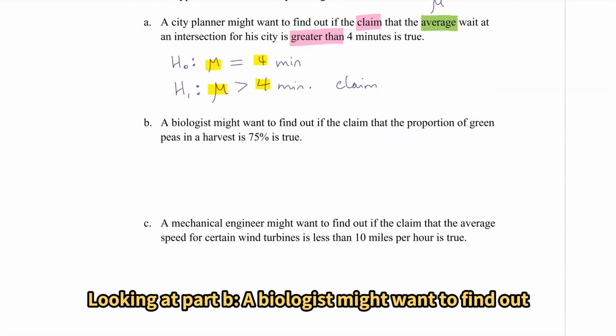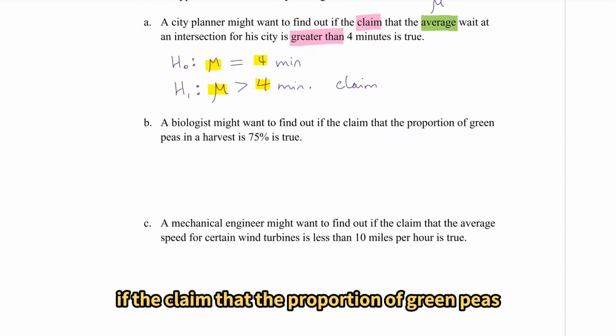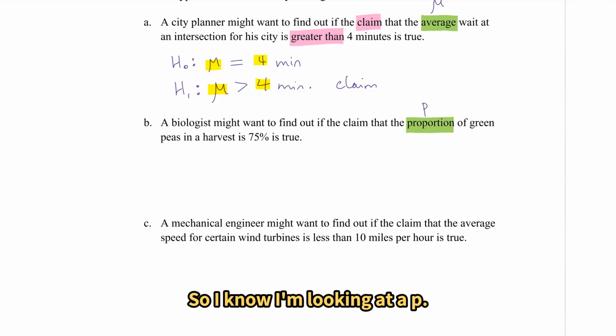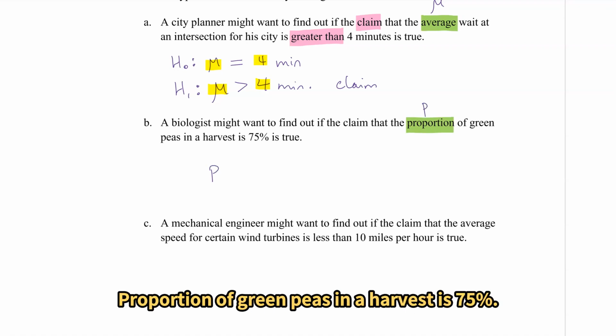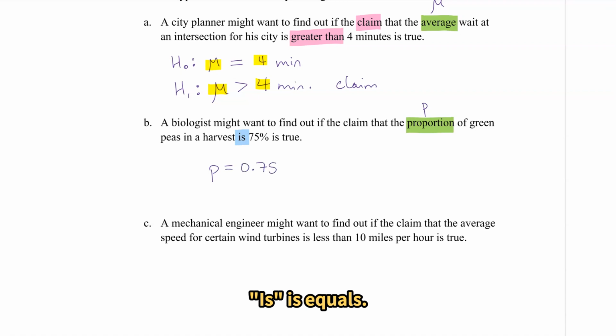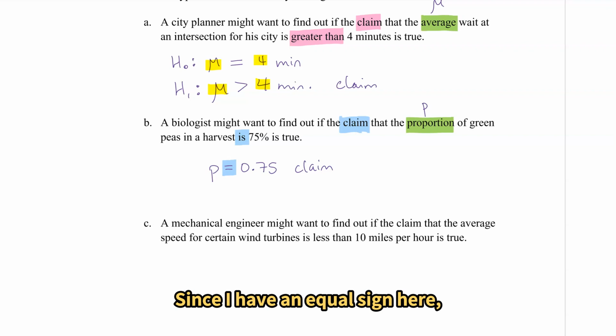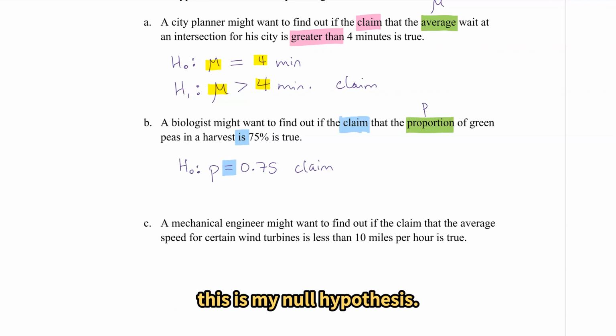Looking at part B, a biologist might want to find out if the claim that the proportion of green peas in a harvest is 75% is true. We have proportion, so I know I'm looking at a P. Proportion of green peas in a harvest is 75%. Is equals. And this is my claim because it says it is my claim. So I can write that down. Claim. Since I have an equal sign here, this is my null hypothesis.